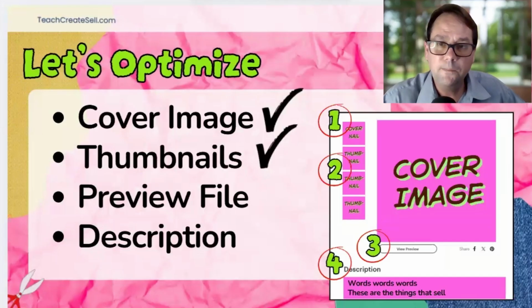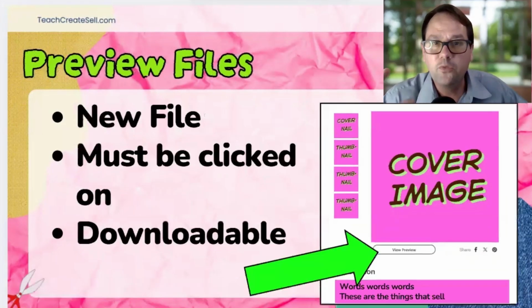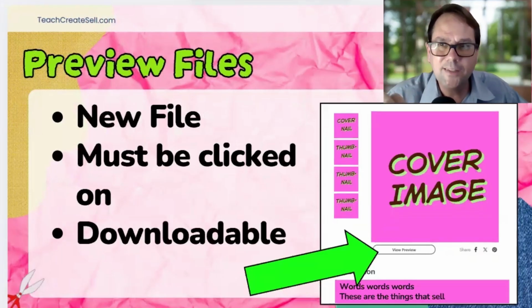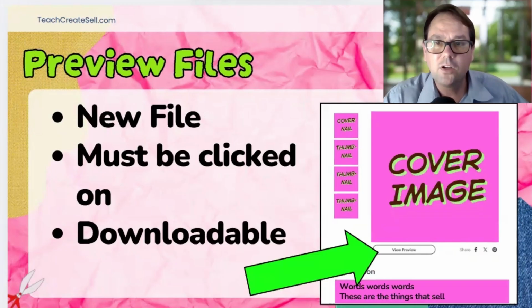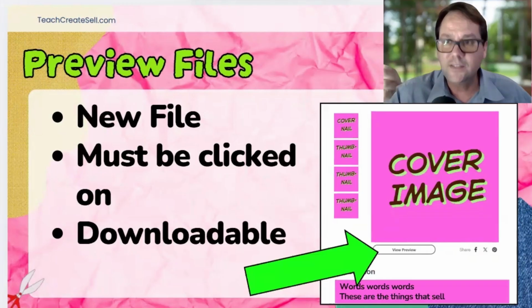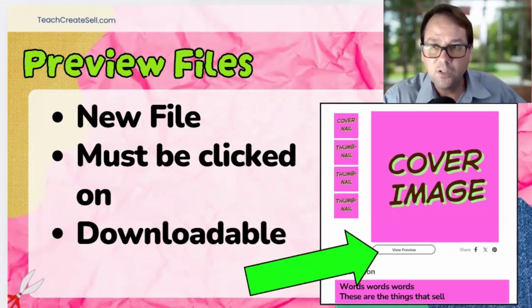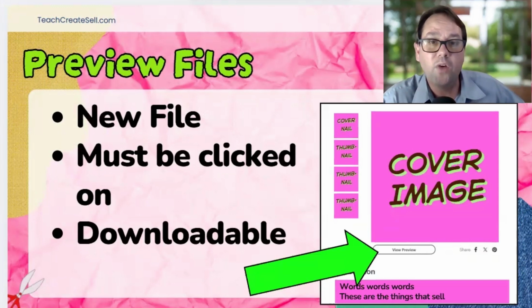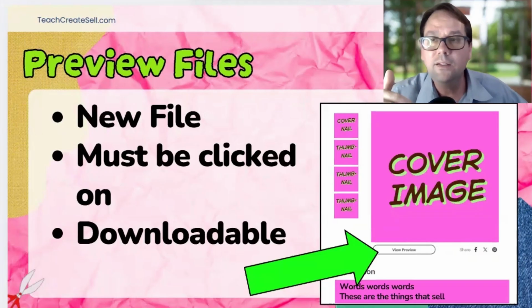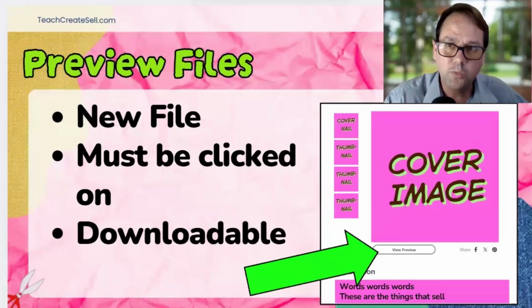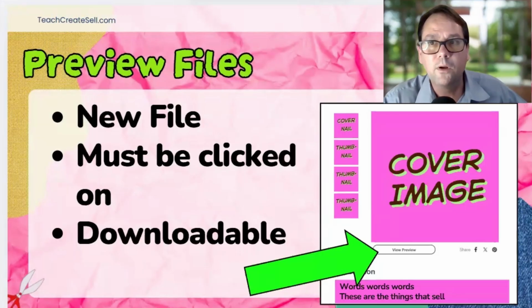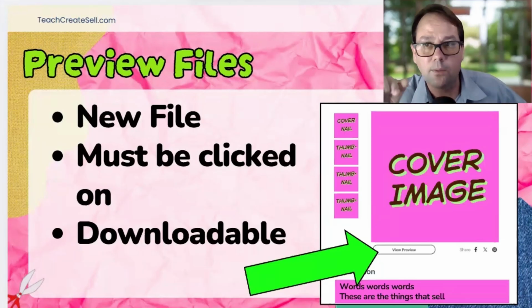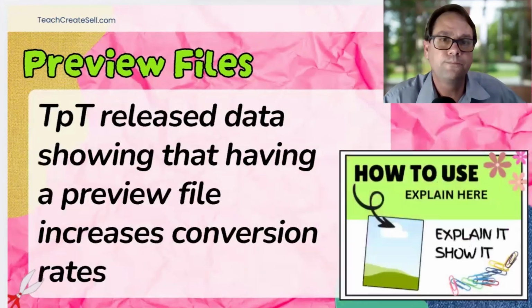Okay, so we've done cover images and thumbnails. Let's talk about the preview file. And of course, you should know this, but I'm going to say it anyway. The preview file is that button that the TPT customer clicks on that says View Preview. It is a separate file, and they have to click on it for it to appear. Although now I think when they click on the thumbnail images, it still takes them to the preview file, and they put the thumbnail images in there. And this thing is downloadable, which we will talk about in a little bit. But that's important to remember. You upload a PDF, and the person who clicks on it can download that PDF. So you want to protect your images, protect your worksheet, all that good stuff.